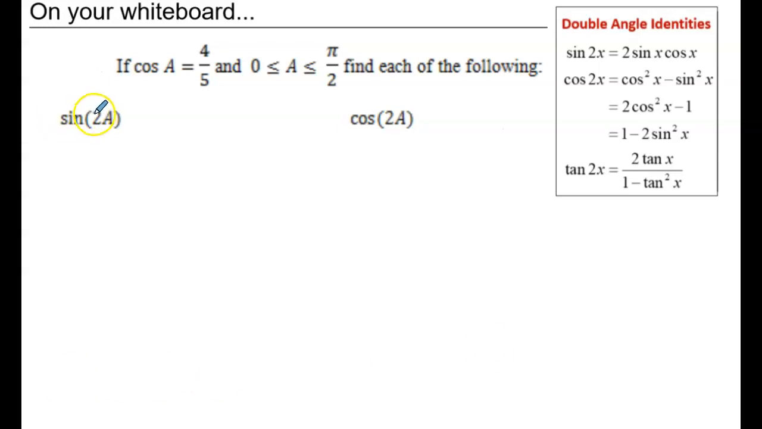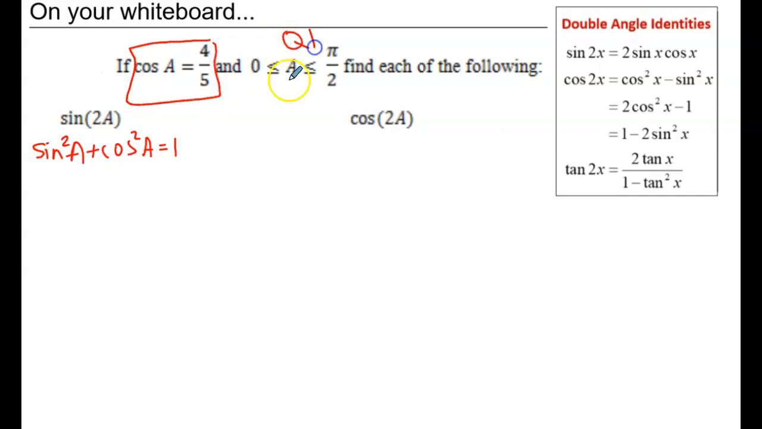Okay, so the sine of 2A, using our double angle identity 2 sine of x cosine of x, means we're going to need to know the sine of angle A given the cosine of angle A, and that requires a Pythagorean identity. So we know that sine squared A plus cosine squared A is equal to 1 using the Pythagorean identity.